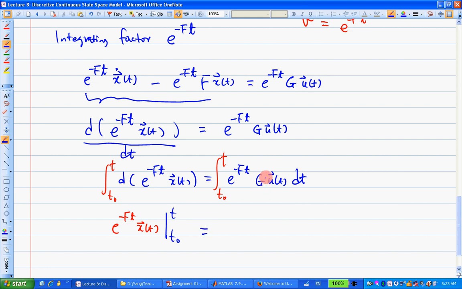And the other side, we don't know what g is, what u is, so we can't do the integral here. Let's just leave it as it is. But we do know we're dealing with a linear time invariant system. The g is a constant, so you can take the g outside this integral here.